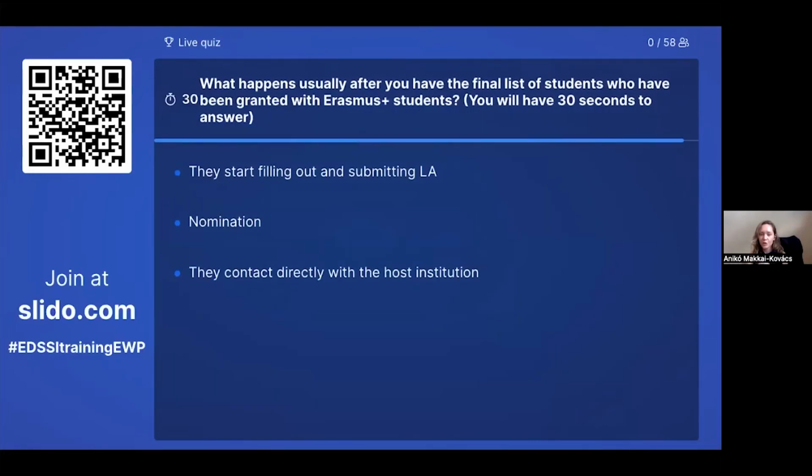What happens usually after you have the final list of students who have been granted Erasmus Plus scholarships? They can start filling out and submitting the learning agreement, or you will nominate them, or they can contact the host institution directly. So what is happening after you inform them about the Erasmus grants that they won?